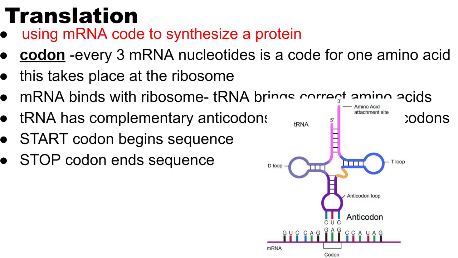So the messenger RNA has the code now. Transfer RNA molecules start bringing in amino acids one after the other, and they get linked together by the ribosome. There's special codes, one that starts the protein being made, and then there's another code that says, okay, this protein is finished.